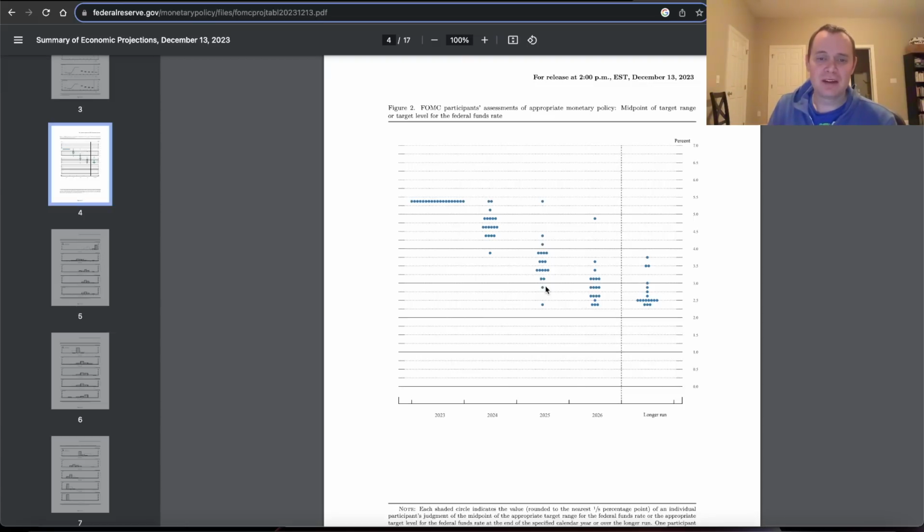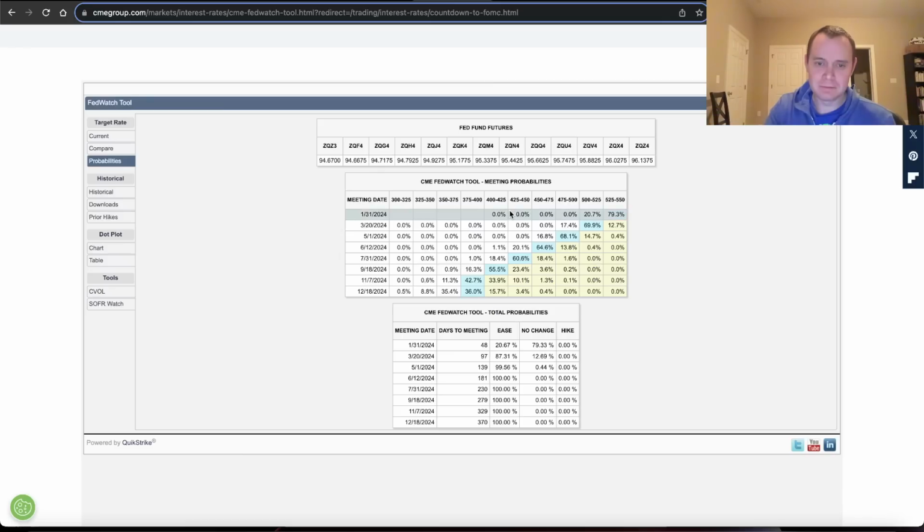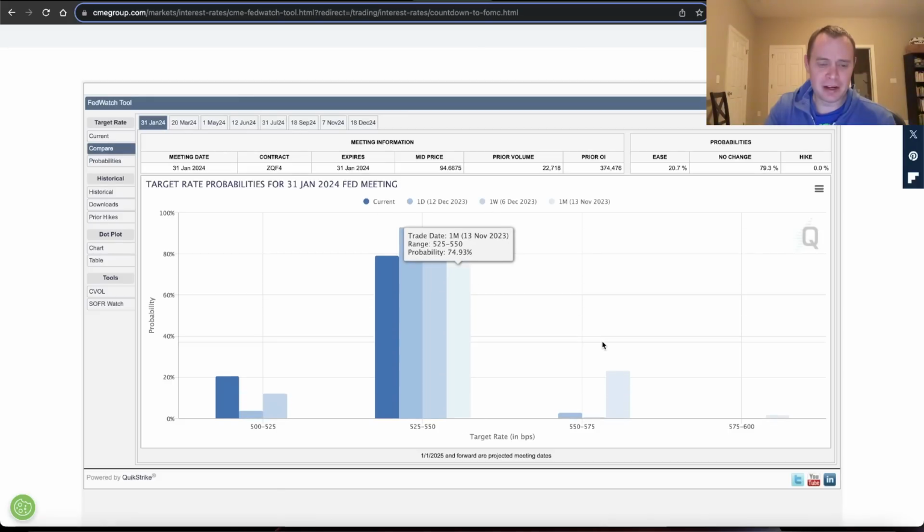So it's clear, right? It's clear that the FOMC participants are leaning in the direction of rate cuts next year. It's very clear. And so because of that, these probabilities have shifted. Look at the compare tab over here and look at what the market is thinking.